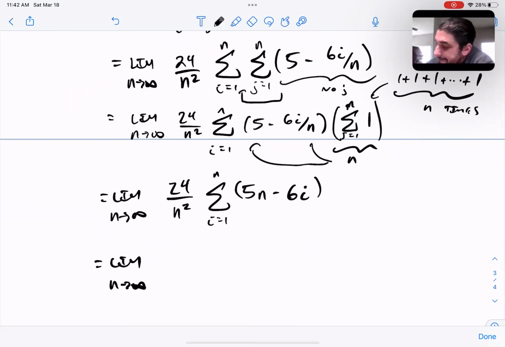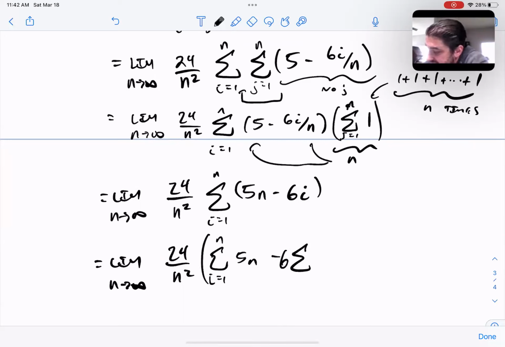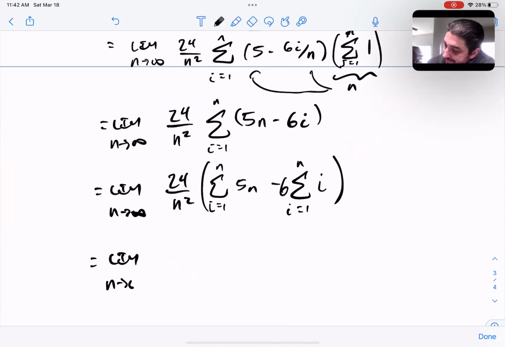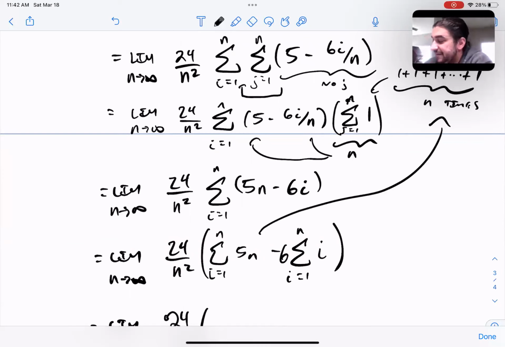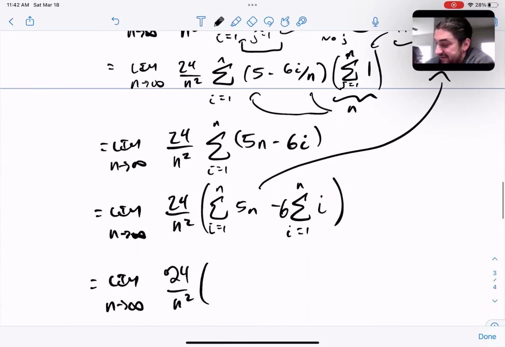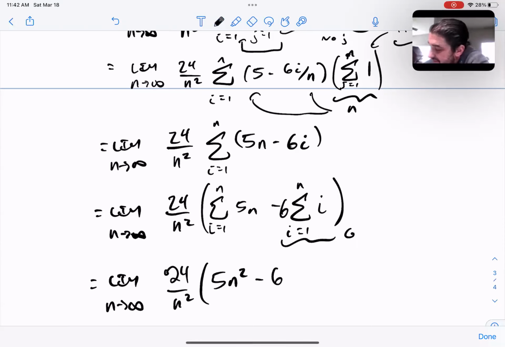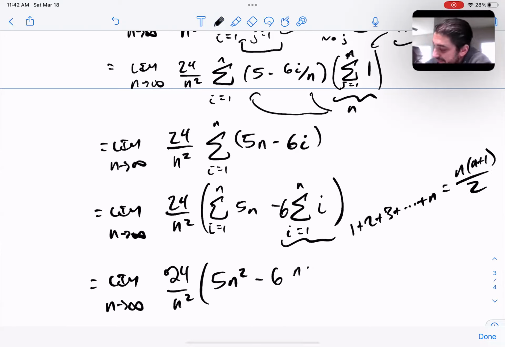Okay, then what can we do next? Split the summation, right? So split this into sigma 5n, minus 6 sigma i. This first one is actually a lot like this calculation up there. It's 5n plus 5n plus 5n plus 5n, n times. So this becomes 5n squared. This is Gauss's formula, right? This is 1 plus 2 plus 3 plus up to n. This is n times n plus 1 over 2. And the over 2, cancel that into the 6. So you get 3n times n plus 1 for that second expression.